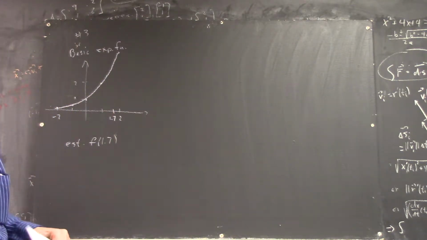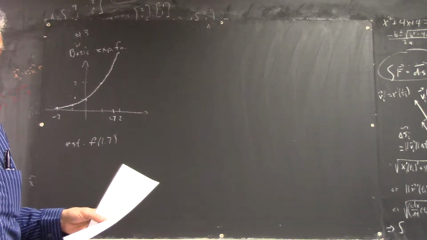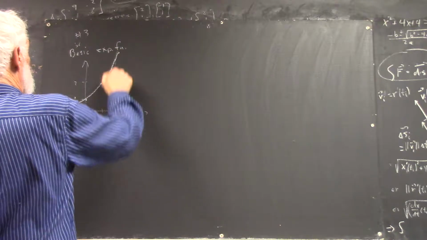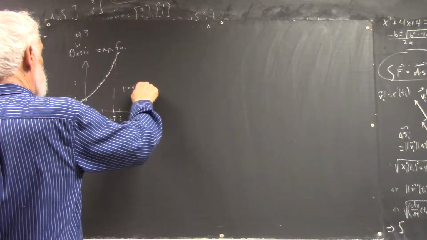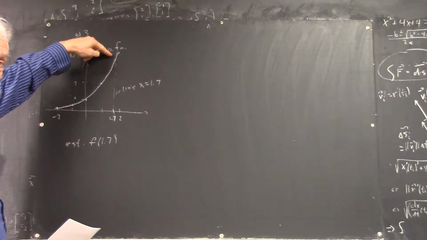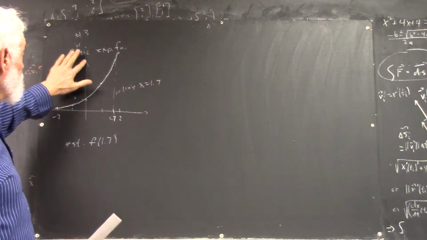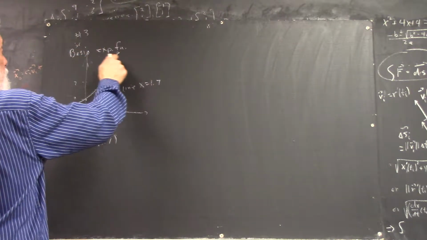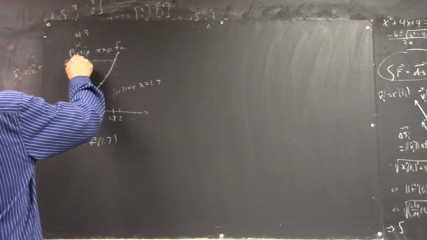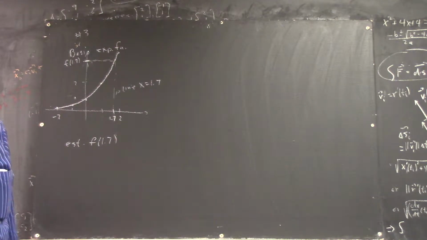Okay, then what do we do? Go up. We draw the line x equals 1.7. And where that line hits the graph, that's the point on the graph where x is 1.7, right? Which means that the y-coordinate of this is going to be the value of the function. So we then project over here. There's f of 1.7.